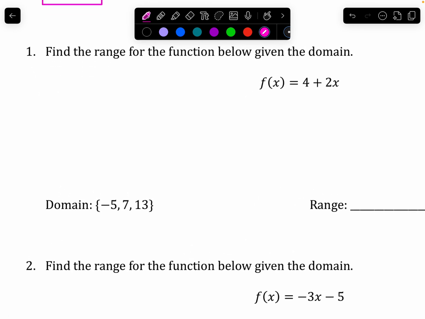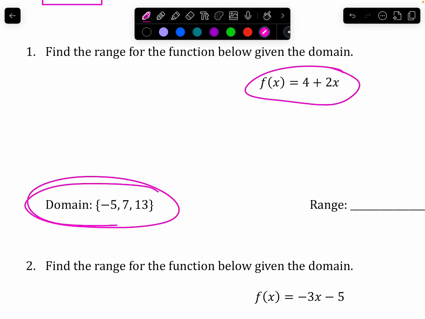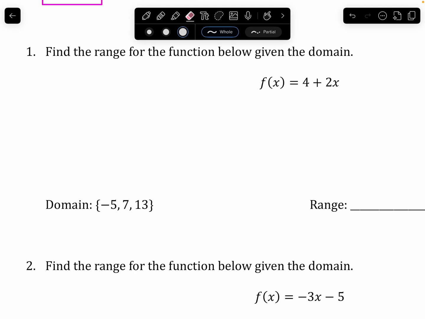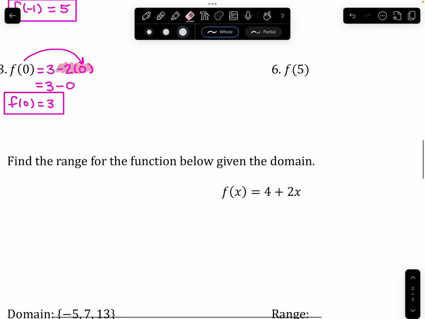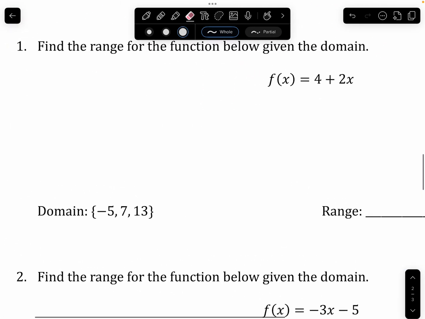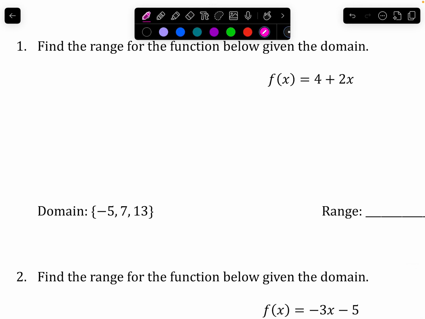All right, so this question here says, find the range for the function below given the domain. And if you look, I've given you an equation, and then I've given you a domain. The great news about this is the process of me evaluating is going to be the same that I did here and up here. The way that I'm presenting you the content just looks a little bit different. So each of these values right here are 3 separate x values. I can write this as f of -5, f of 7, and f of 13 if I wanted to.